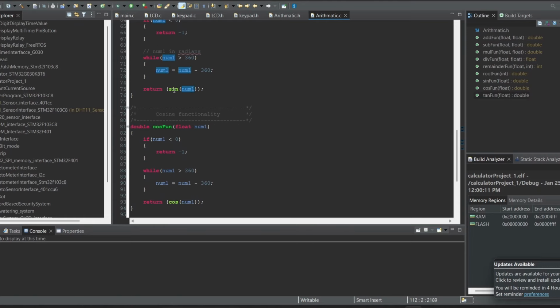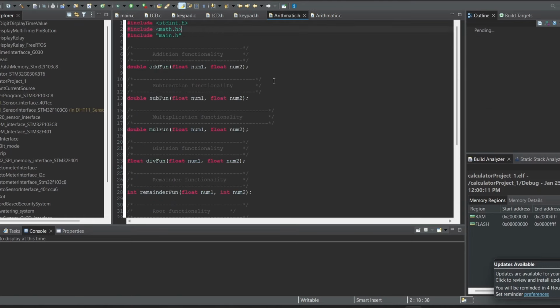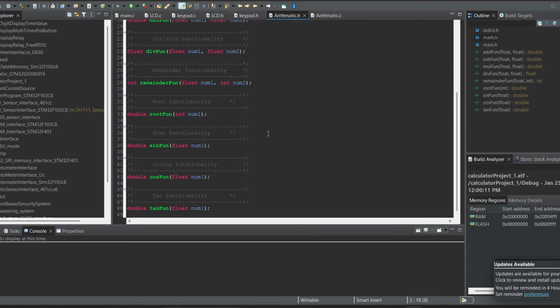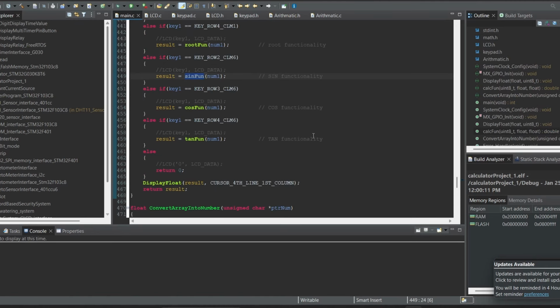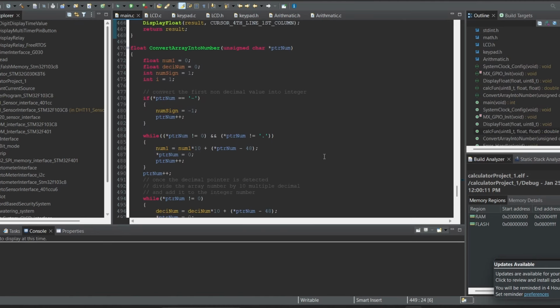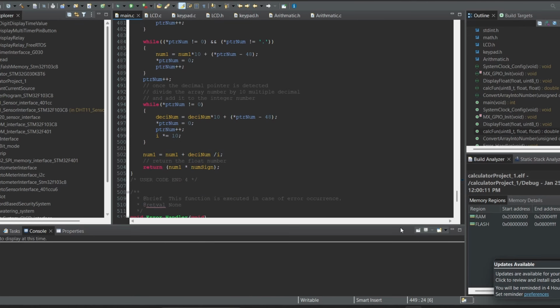Now these sine, cos and tan are trigonometry functions, and they are available in the library header math.h. So we have included math.h in the arithmetic.h file. We have added the prototype declarations for sine, cos, tan, root, and remainder or modulo functionality over here.